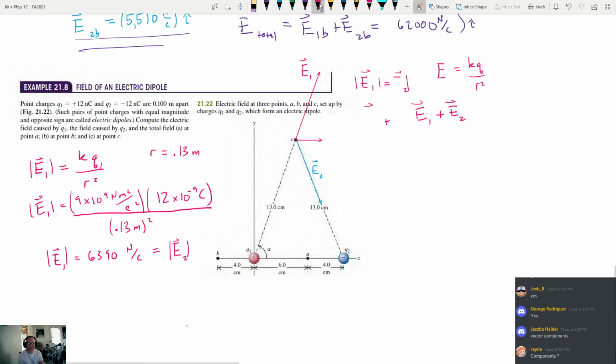Okay. Click on this, click on this, click on this. Okay. Then we're going to draw a vector to go up from here up to here. So that allows us to break this one into components.